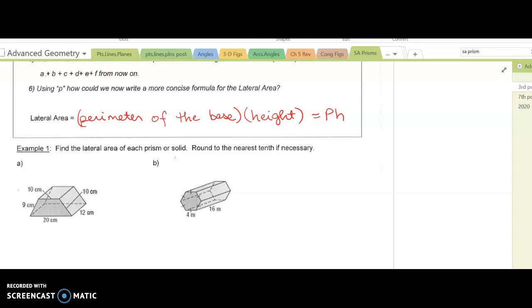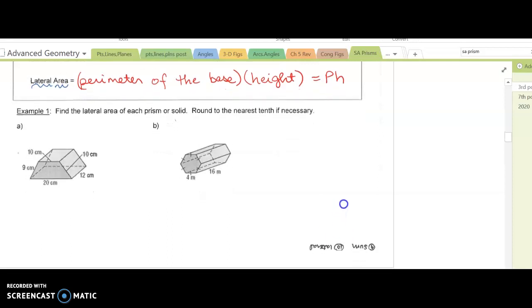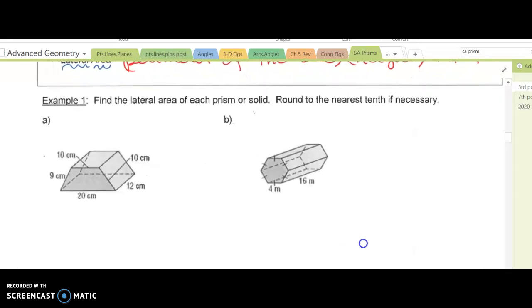Okay, so now that we know that lateral area is perimeter of the base times the height, let's go find the lateral area on these two prisms here, and we're going to round our answer to the nearest tenth. So first thing you have to do is determine which are the bases, which sides of this shape are the non-parallelograms. And so those would be these two trapezoids on the front and the back. Okay, and so we're going to say lateral area equals perimeter of the base.